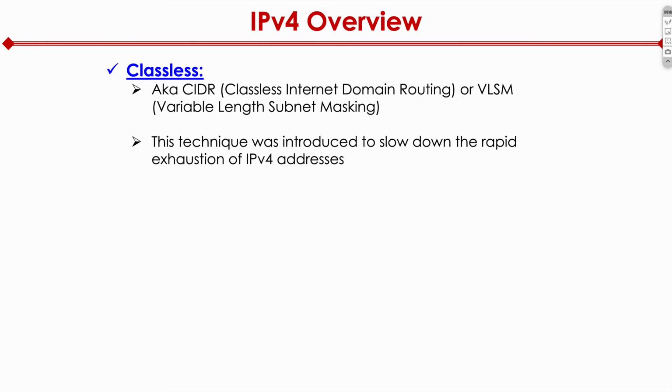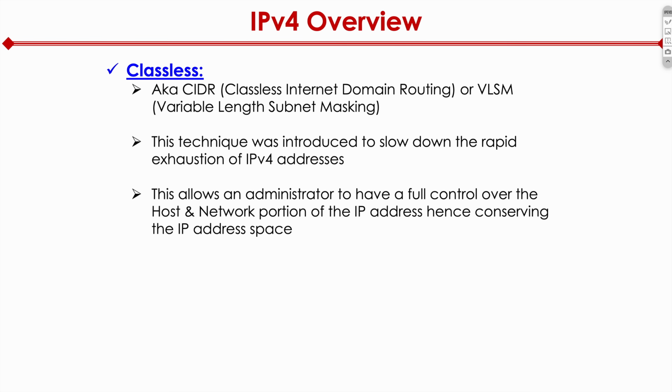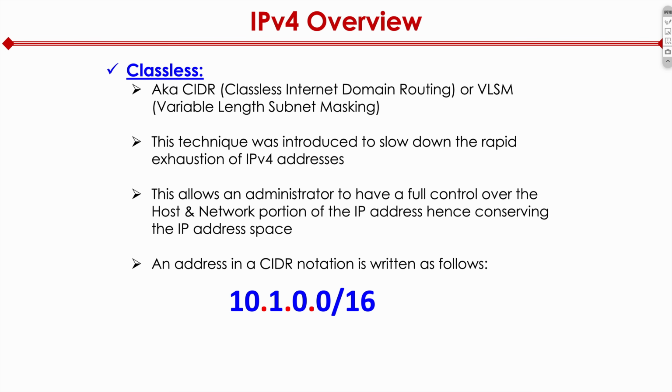And this technique was introduced to slow down the rapid exhaustion of IPv4 addresses, because as I mentioned, we only have roughly under 4.3 billion IPv4 addresses, and we have to be smart about how we allocate and use them. And like I said, it gives you full control as an administrator to use this space and define and carve out the network portion and the host portion as you see fit. An address in CIDR notation is written as follows. So you may see an address like this.